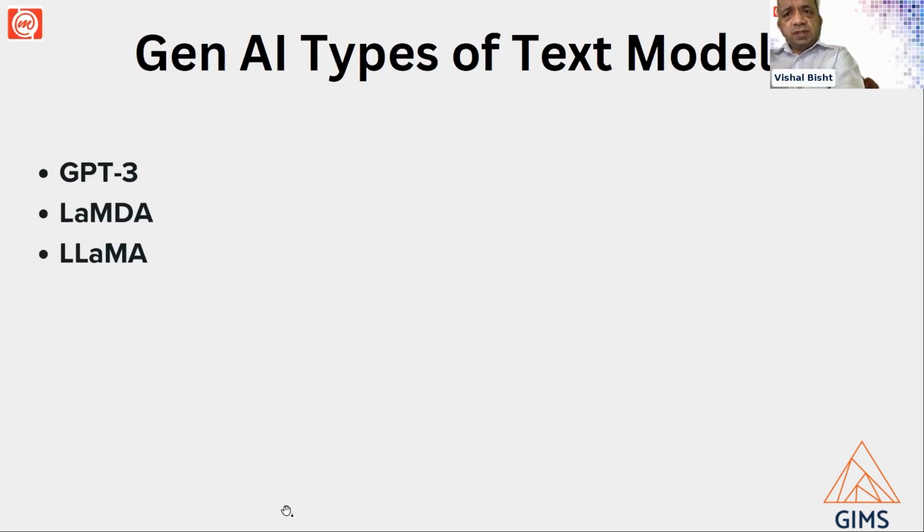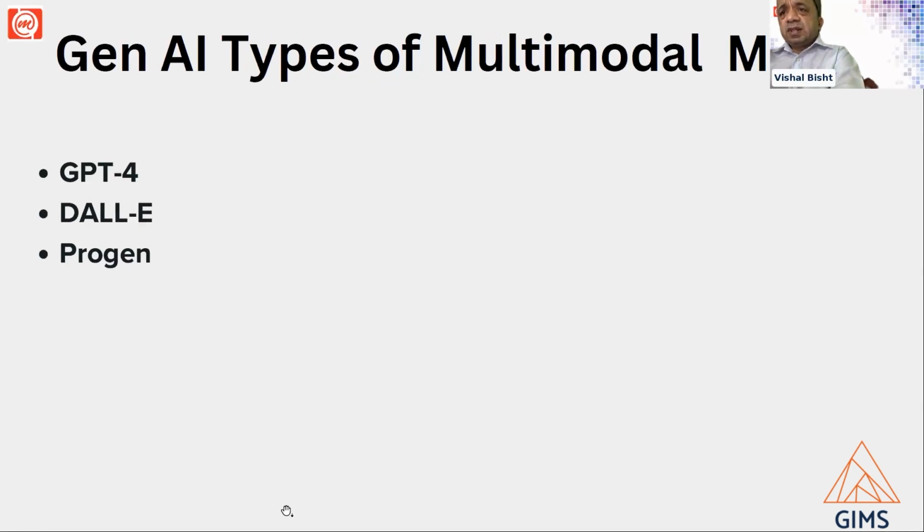Next slide, please. The multimodal models. GPT-4, which we are using right now, is used with LLaMA and GPT-3, and it is a combination of these models. DALL-E is used for multiple algorithms, working across different data to create novel images and different kinds of artworks.